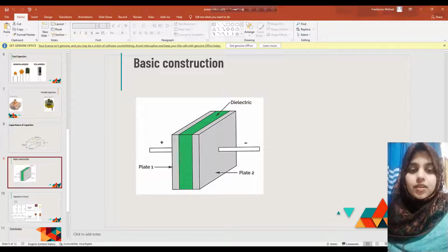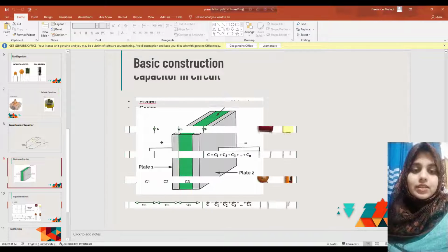The 2 conductive plates of the capacitor are good conductors of electricity. They can pass the electric current easily, but the dielectric material is a poor conductor of electricity. They cannot pass electric current through them.